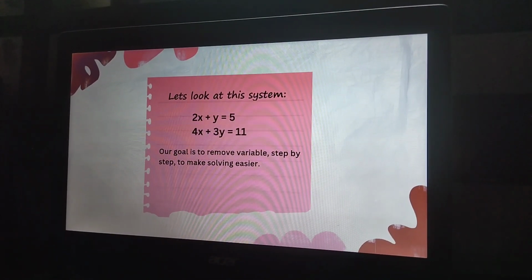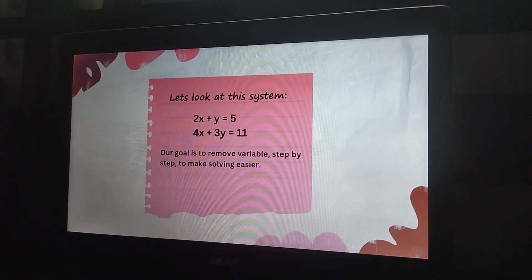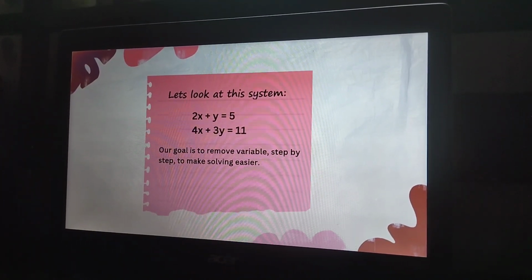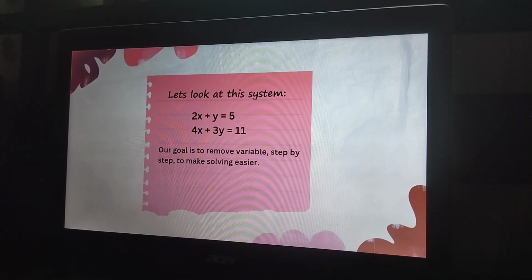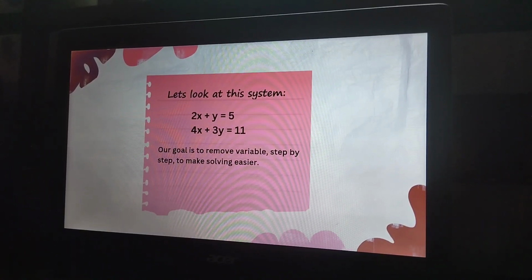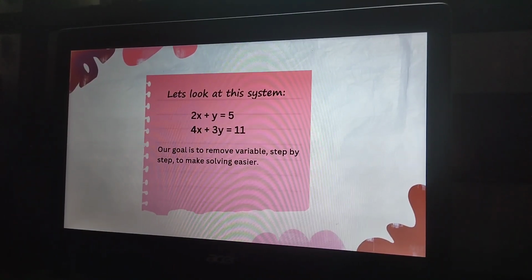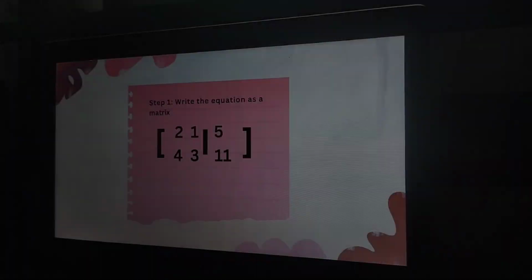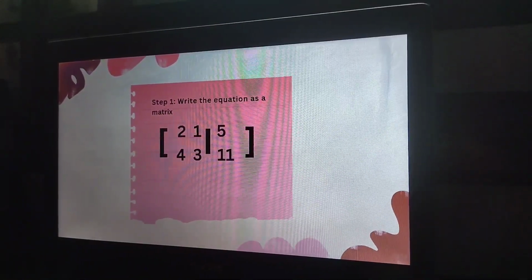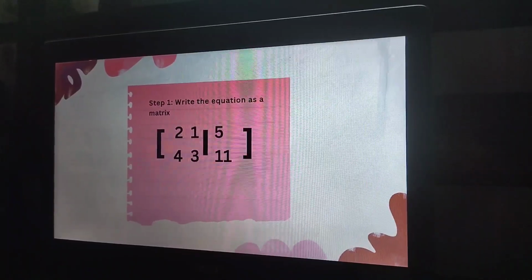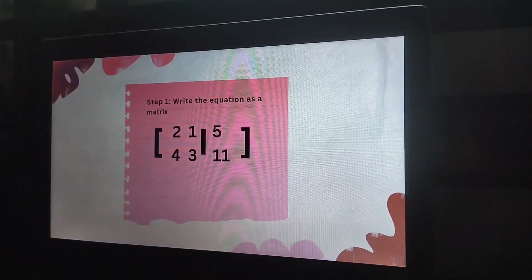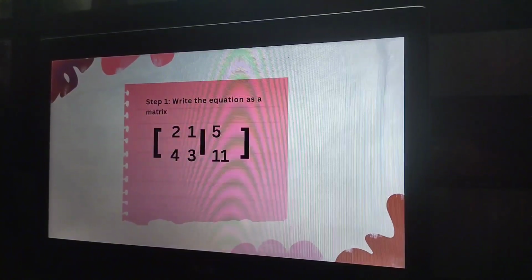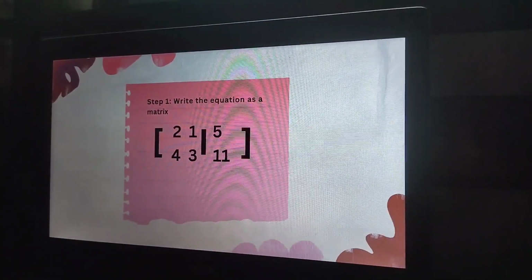Let's look at this system. 2x plus y is equal to 5. And the second, 4x plus 3y is equal to 11. So our goal is to remove variables step by step to make solving easier. Step 1. Write the equations as a matrix. So it is 2, 1, and 5, and 4, 3, and 11.